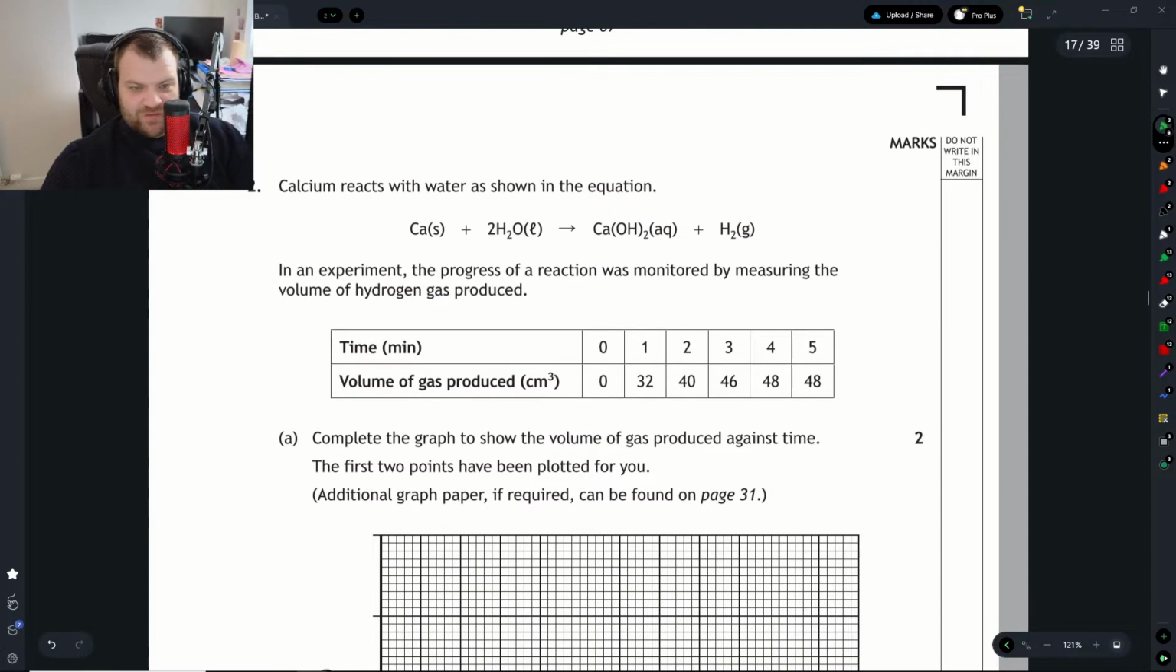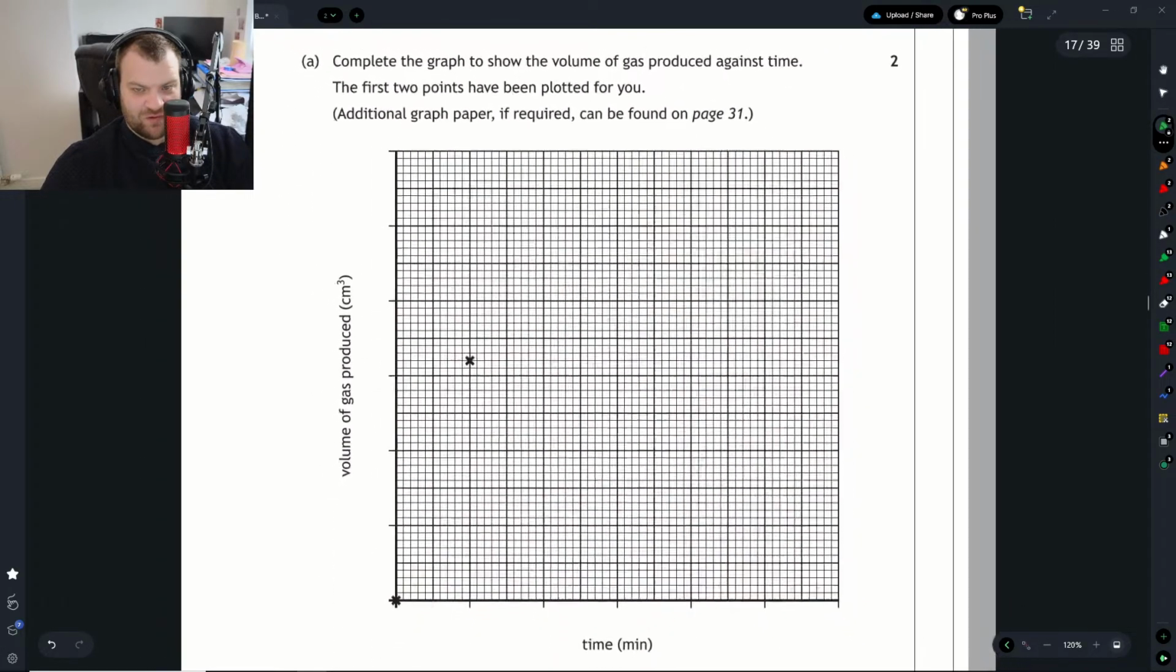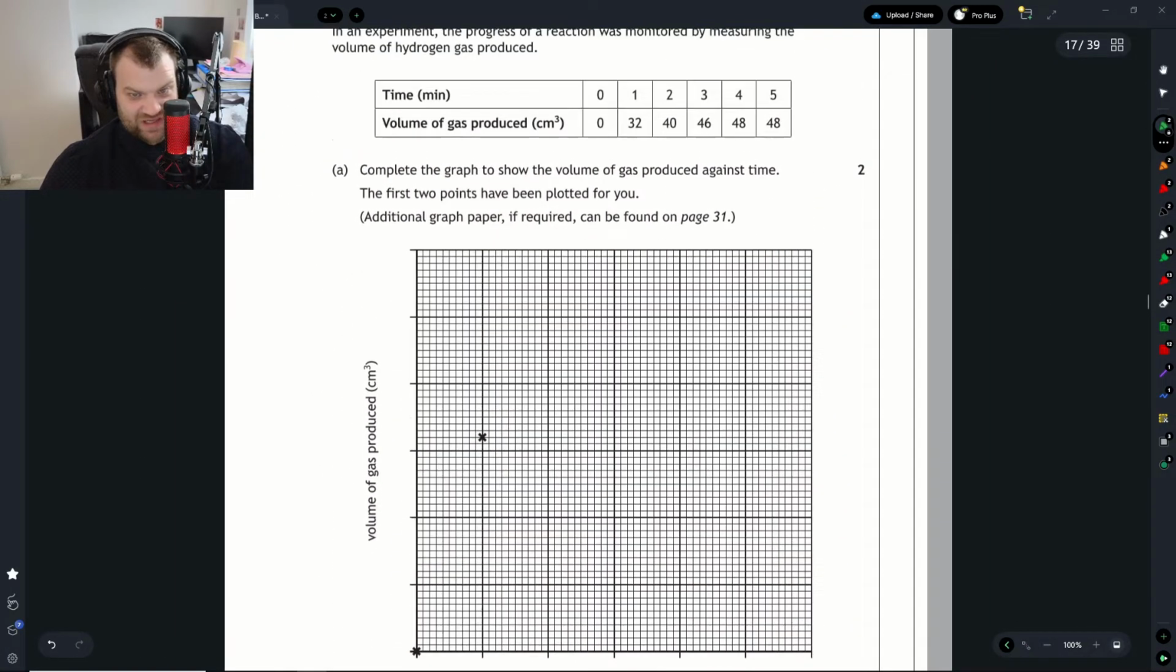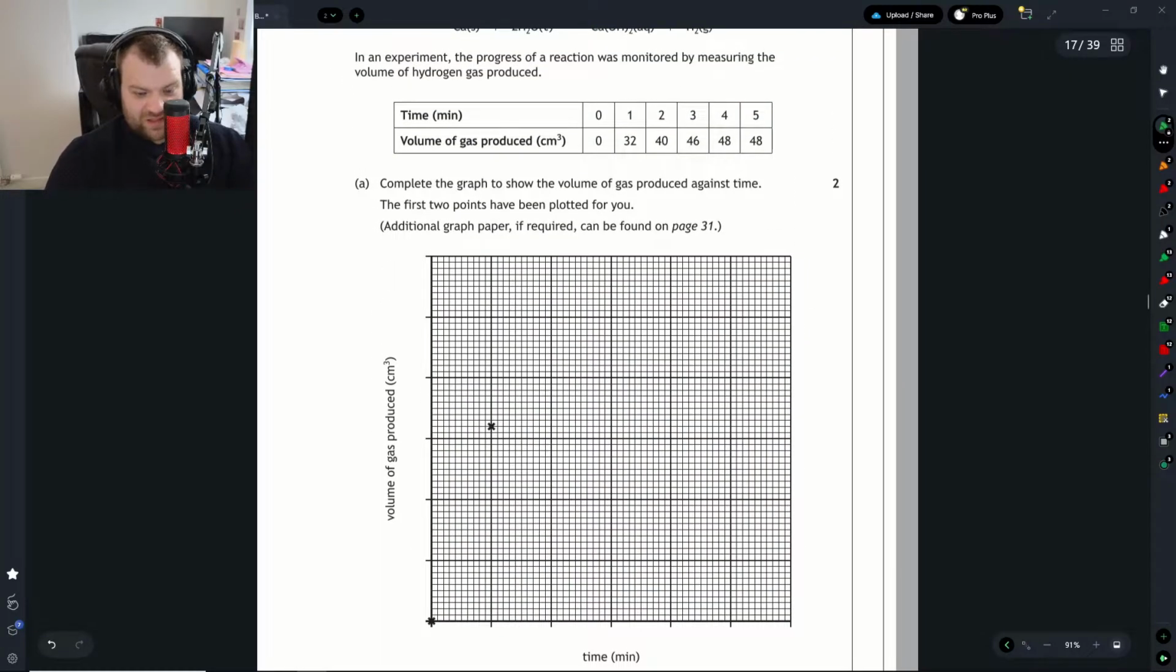We're asked here to complete a graph showing the volume of gas produced against time. The time we've got is 0 up to 5. That would make me think that we're just going to do 0, 1, 2, 3, 4, and then 5, 6. So we need to decide what we're going up in on the y-axis. We need to get to a maximum of 48. Now, instantly I'm thinking 50 sounds quite a good value to get up to there.